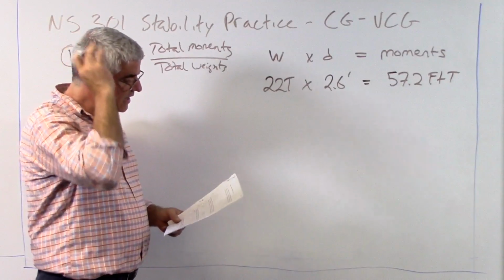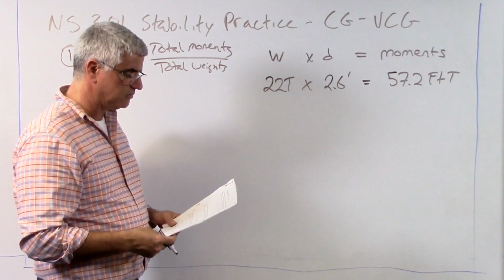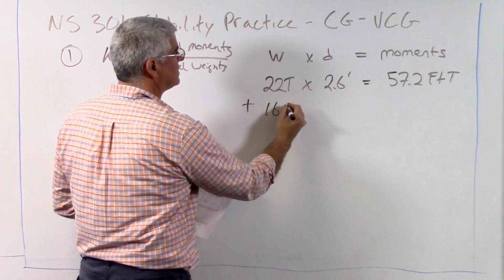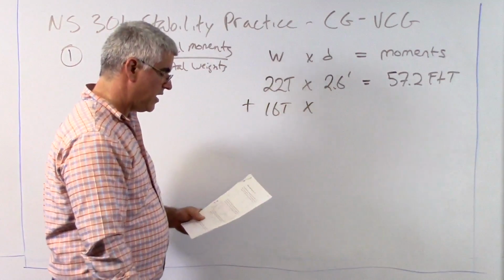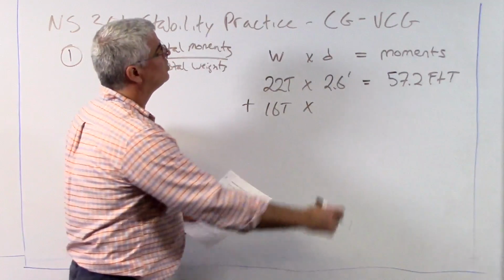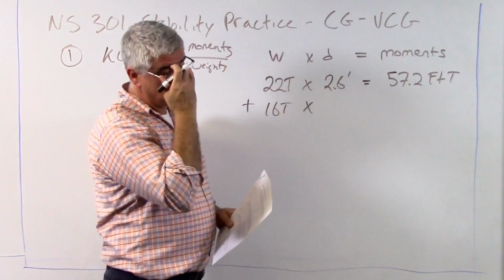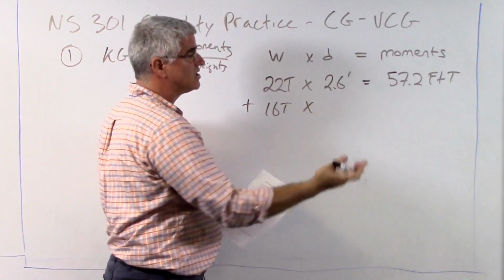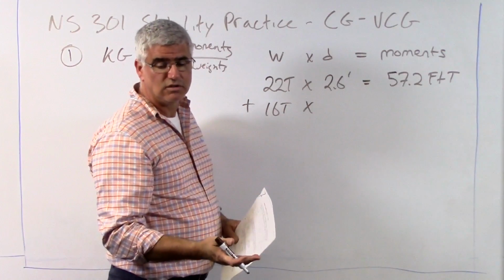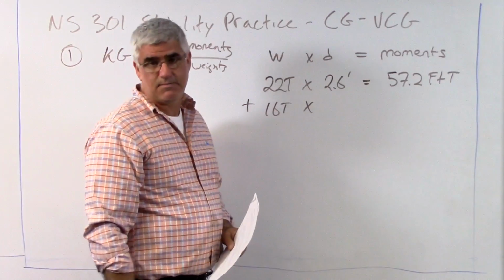Now, what's my second weight? Well, I'm going to load 16 tons of cargo, so that's going to be plus 16 tons. Now, they tell me that it's 8 inches above the deck. Well, the original cargo was 2.6 feet above the deck. Now I'm going to be 8 inches above the deck. Well, this is in feet, this is in inches. I can't have that. I've got different units. I'm going to have to put it all into feet or all into inches. Since I've already got this one in feet, I think I'm just going to keep it in feet.